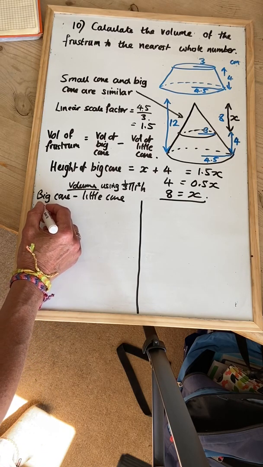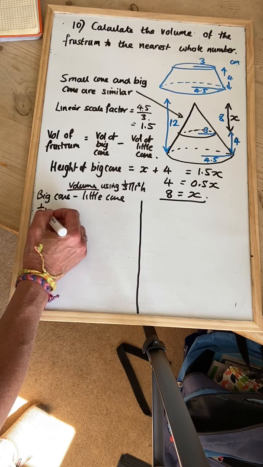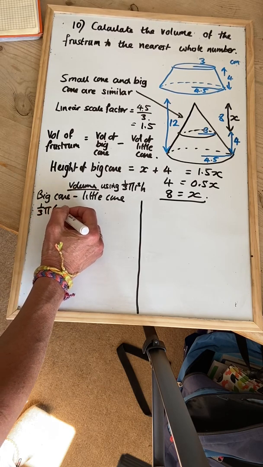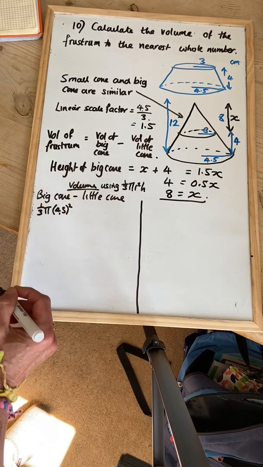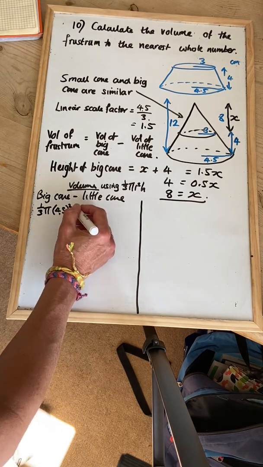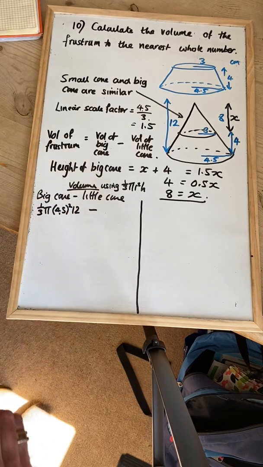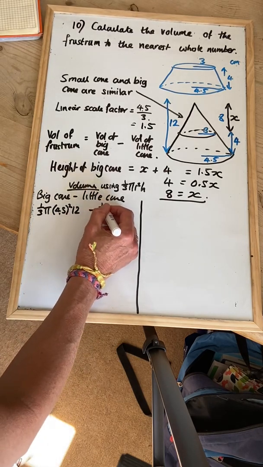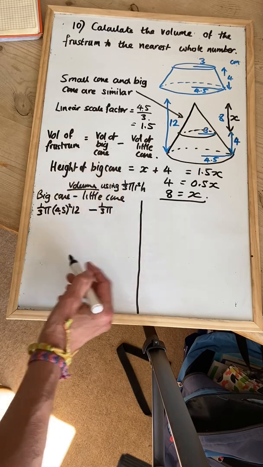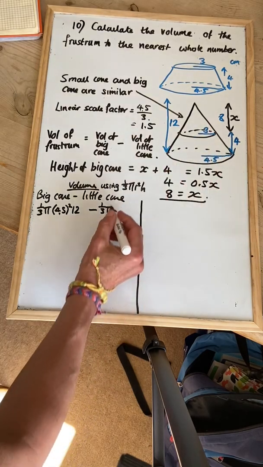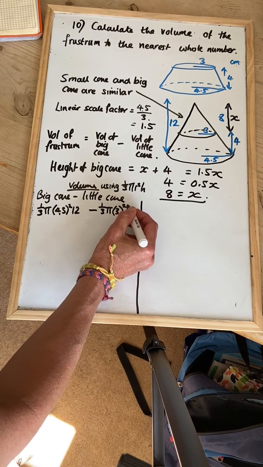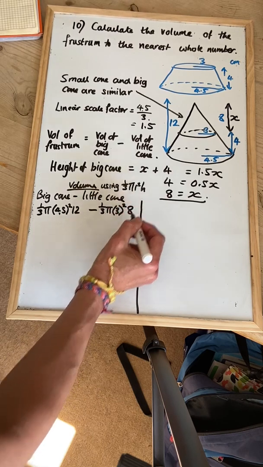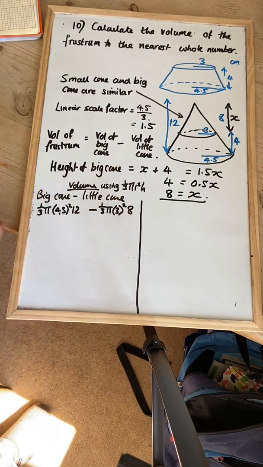So for my big cone, I've got 1/3 pi times my radius is 4.5 squared, and h is 12. I'm going to take away the little cone's volume. That's 1/3 pi. My radius of my little cone's base is 3, and my height is 8. Right, I'm going to put that into a calculator.